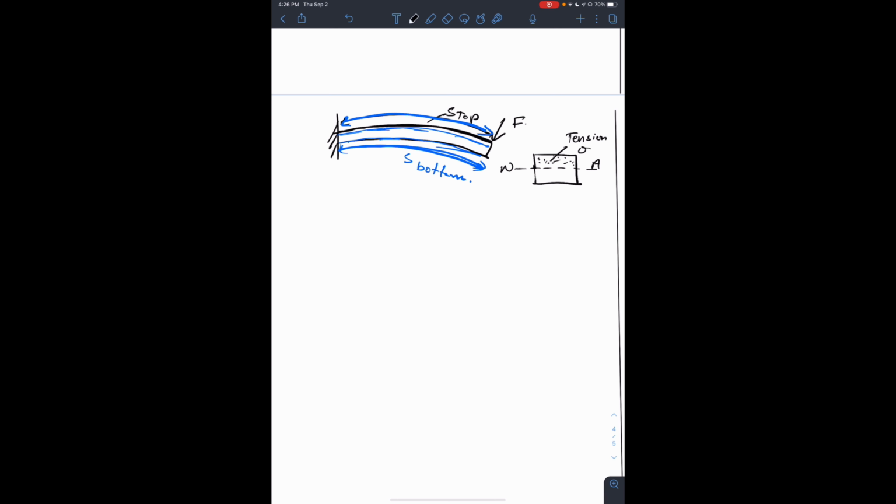by a value of sigma x, which is really sigma bending. And the fibers below will be in compression. The value of compression, sigma x, is also sigma bending. So the top will be stretching, the bottom will be compressing.